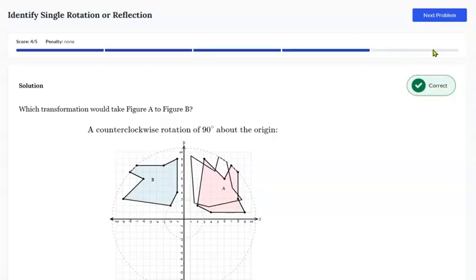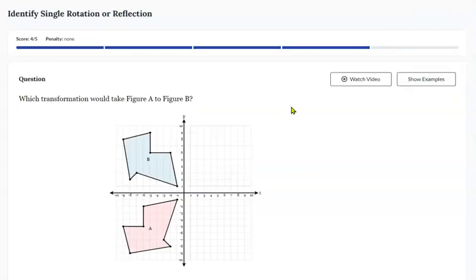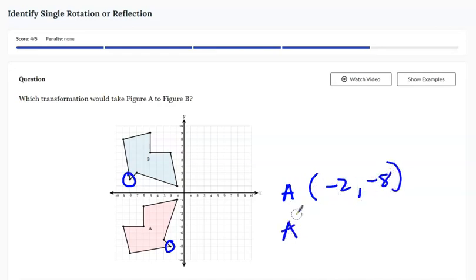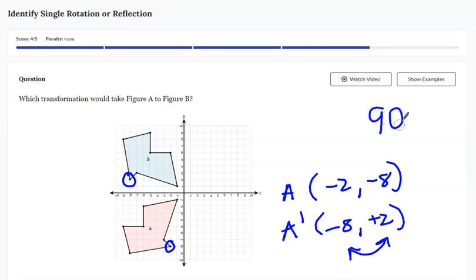Again, if you're not sure, you can always check the coordinate points. Right? So if I choose, let's see, this little weird area, you see this area? It seems a little bit different than the rest of the shape. So I'm going to concentrate on this little point, which maps to that little point. The original point, I'll call it A, is -2, -8. The new point, I'll call it A prime, looks like -8, +2. Do you notice the swapping? That only happens with a 90 or 270 degree turn.